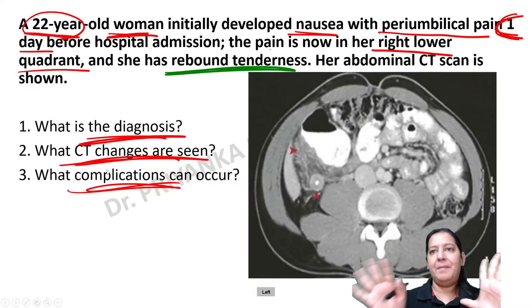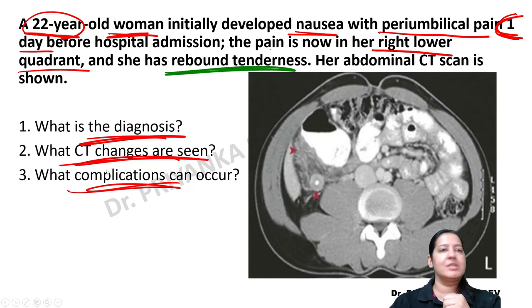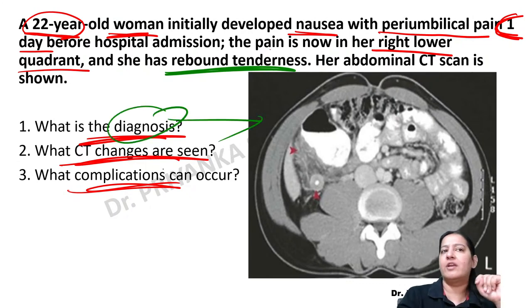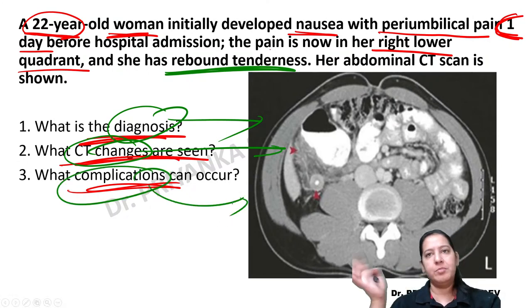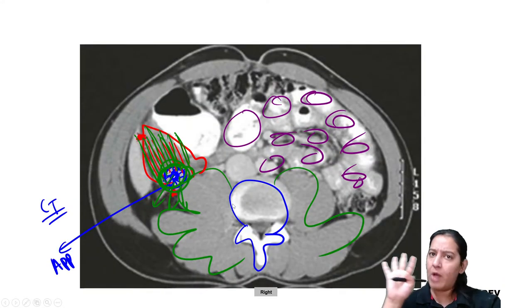So given this image, the examiner can frame multiple questions in front of you. The examiner can simply ask, what is the diagnosis? He can ask, what is the CT change shown here? What are the complications of this condition? Or other questions can also be created based on this. Actually, you should know how to approach the image.